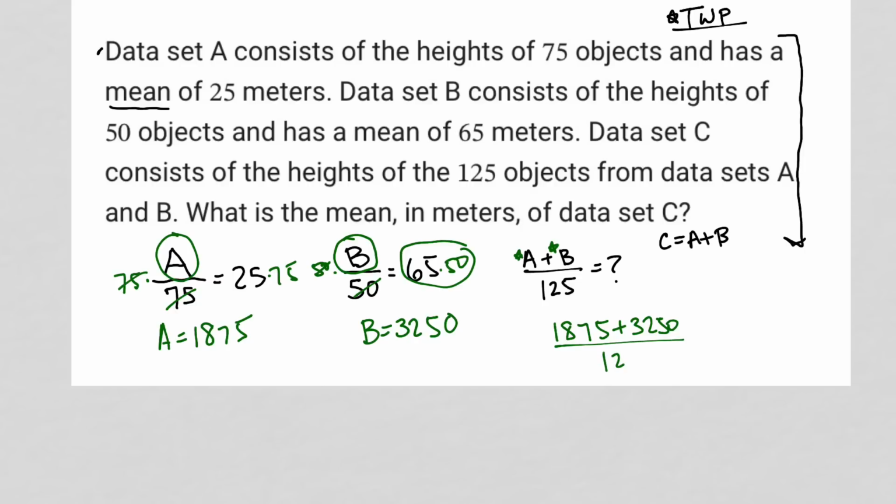all divided by 125. And 1875 plus 3250 is equal to 5,125. All of that divided by 125, go to my calculator, and what I get is that is equal to 41. So 41 is the mean height for data set C, which again is just the combination of both data sets A and B. 41 is the correct answer.